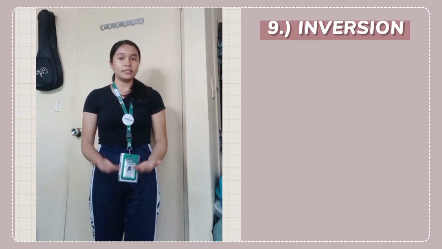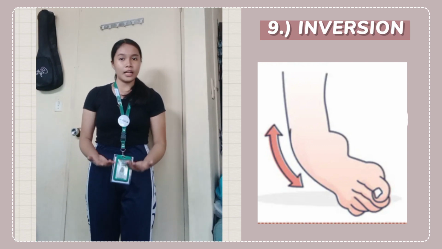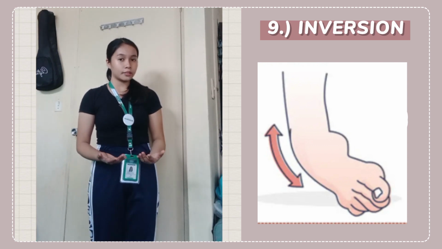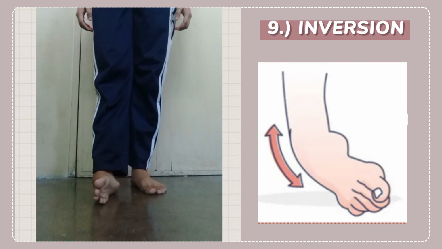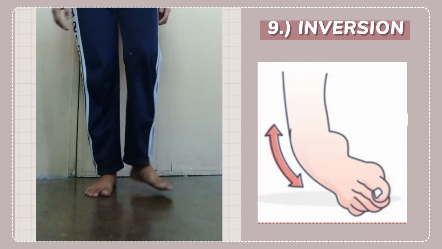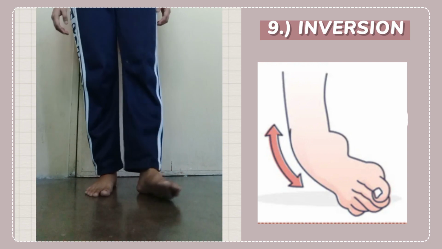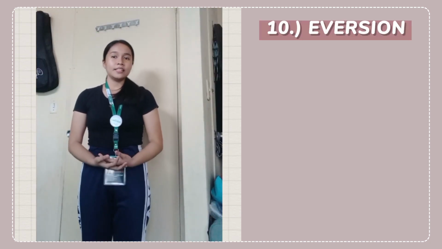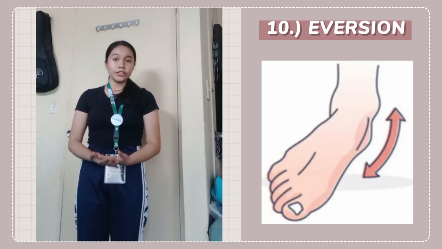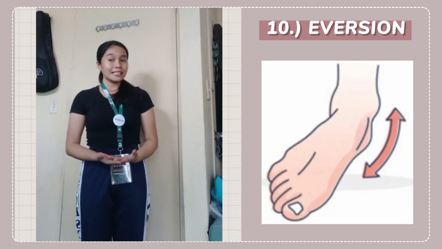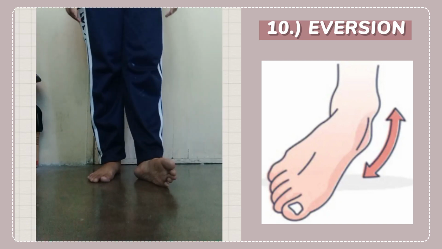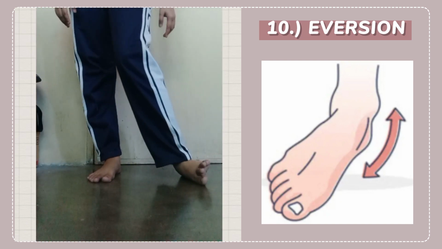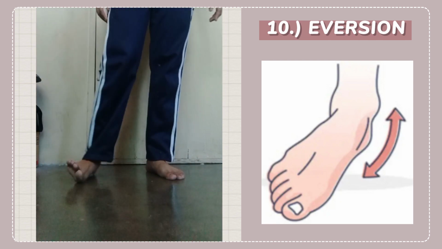So for the ninth one, we have the inversion. It is the movement that results in the medial turning of the sole of the foot. So inversion is done through this way. And eversion, the 10th one, is a movement that results in a lateral turning of the sole of the foot. This is the opposite of the inversion. So if this is inversion, this one is eversion.